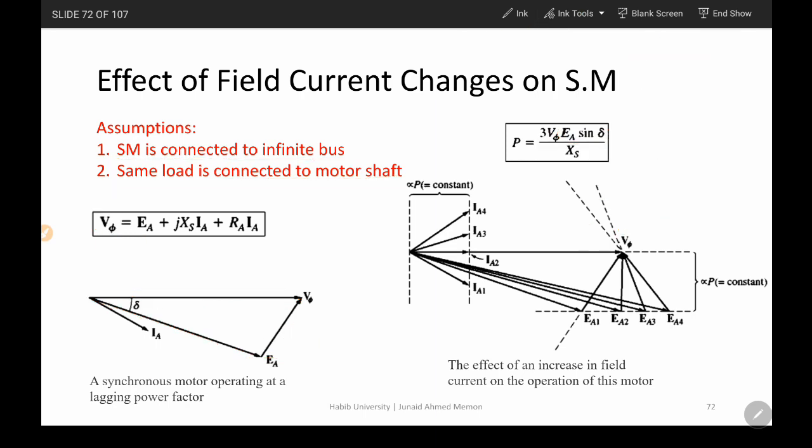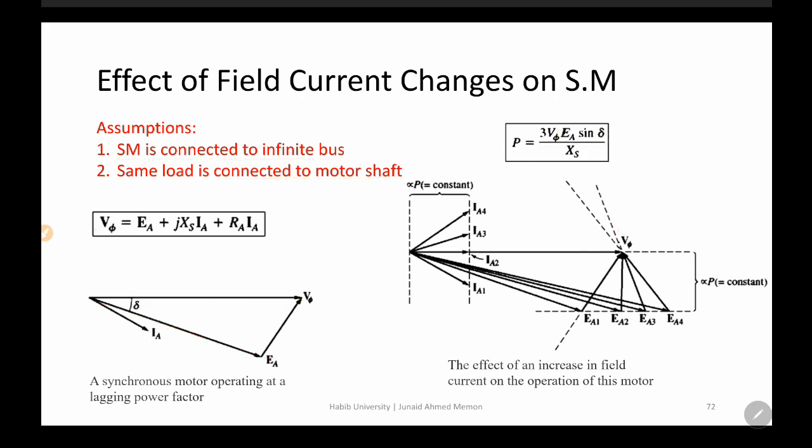So from here you can see that when your Ia1 is this vector, then the Ea vector is this one. And as you increase the Ea by increasing the field current, Ea directly depends upon the field current. Ea is supposed to increase when you increase the field current. It means it cannot go here, but it will go here in order to increase the magnitude. So if you just increase the Ea, you make it Ea2.